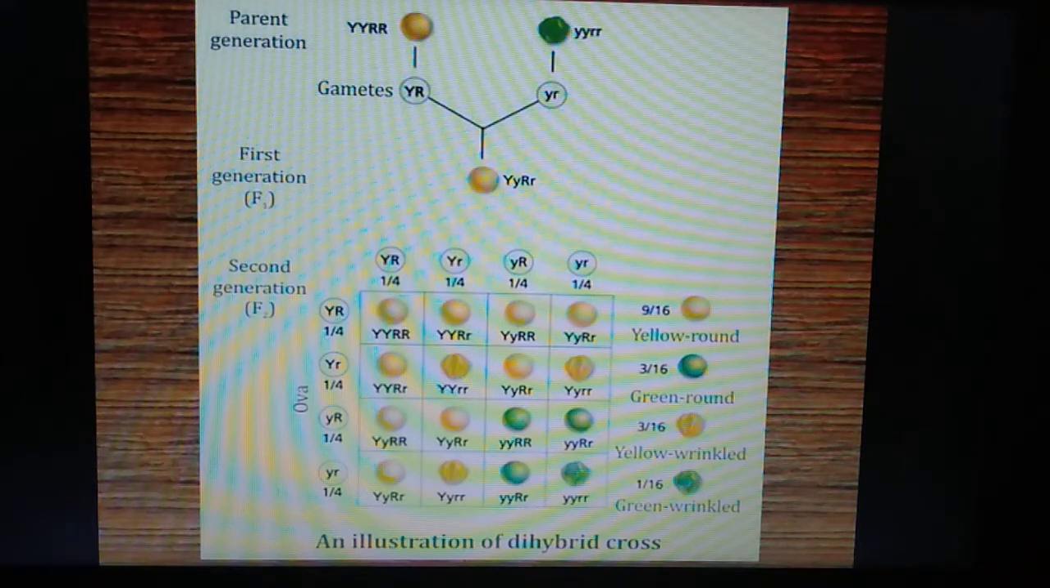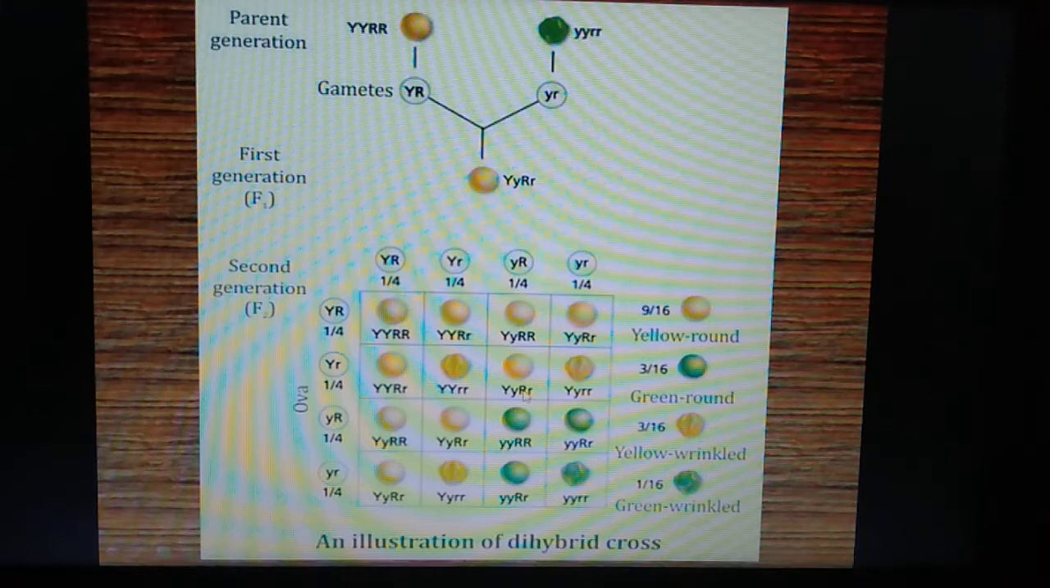So yellow and round are the dominant characters. Wrinkled and green are the recessive characters. They are not going to get expressed in the offspring. In order to get expressed, two small y and two small r are required. If one capital Y and small y and one capital R and small r are there, the recessive character is not going to get expressed, only the dominant character. Example you can see here.